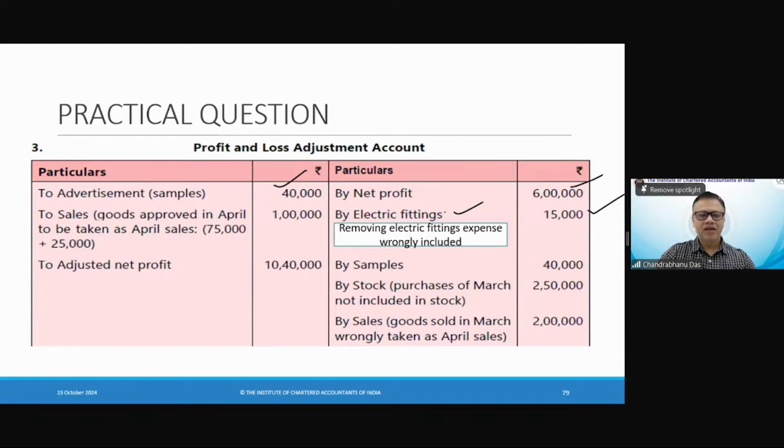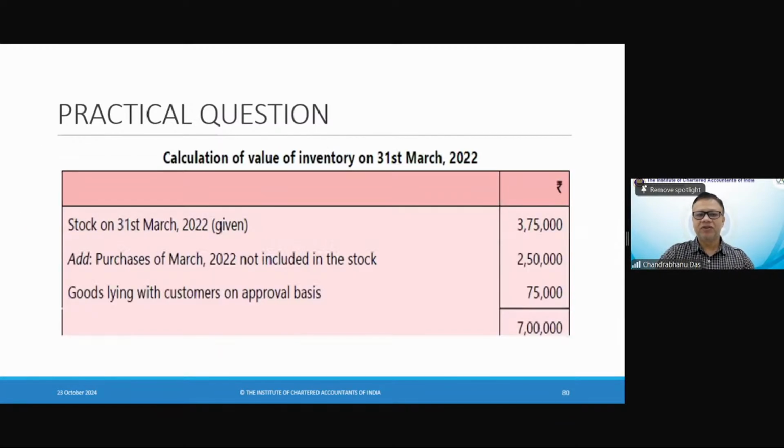Thank you, Gauri. Thank you. But now we can go to the stock now. Value of this check. Yes, Chaitanya, tell me.